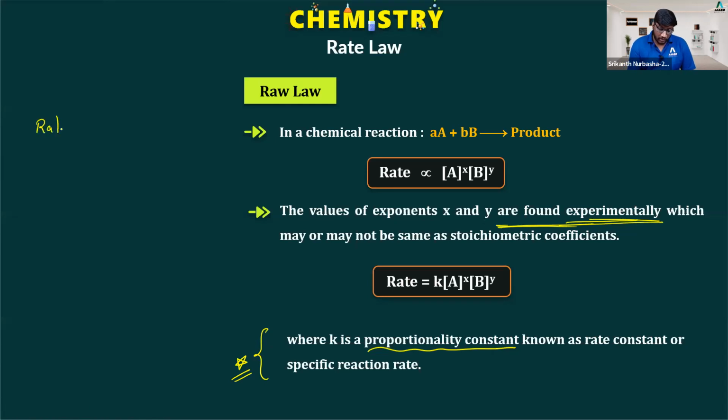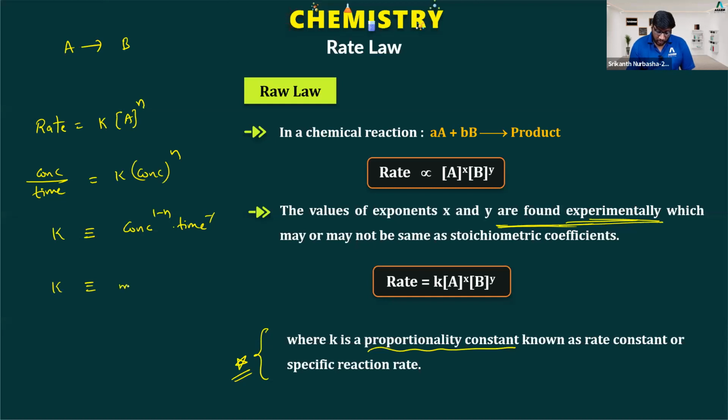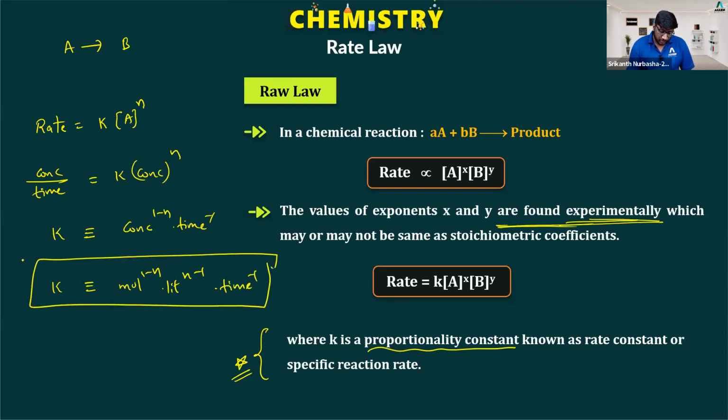So rate is equal to K into concentration, like for the reaction A gives B for nth order. So rate is equal to K into concentration of A whole power n. I am writing. What is the unit of rate? Concentration divided by time. That is equal to K into concentration whole power n. So K should be equivalent to concentration power 1 minus n into time power minus 1. So K should be equivalent to mole power 1 minus n liter power n minus 1 time inverse. This is going to be the unit of rate constant.